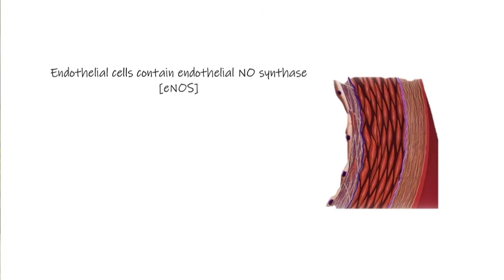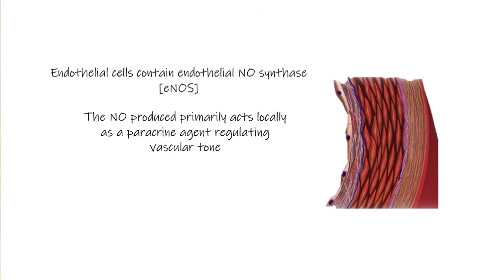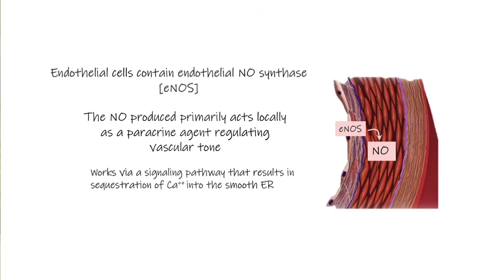Endothelial cells contain the enzyme endothelial nitric oxide synthase, or eNOS, which produces nitric oxide. When nitric oxide is produced, it diffuses from the endothelial cells into the nearby vascular smooth muscle, where it acts locally as a paracrine agent. In vascular smooth muscle, nitric oxide activates a signaling pathway that sequesters intracellular calcium, thereby reducing smooth muscle contraction and promoting relaxation. When vascular smooth muscle relaxes, the blood vessel dilates. Endothelial production of nitric oxide is one important mechanism for regulating vascular tone.